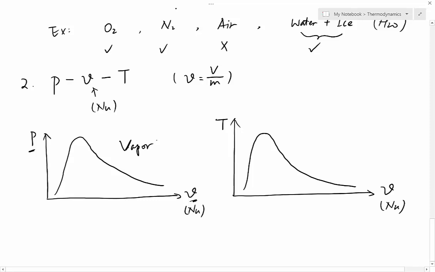Must be vapor. And then if the point falls onto the left side of the vapor dome, for example here, left side of the vapor dome, and then your substance must be liquid.